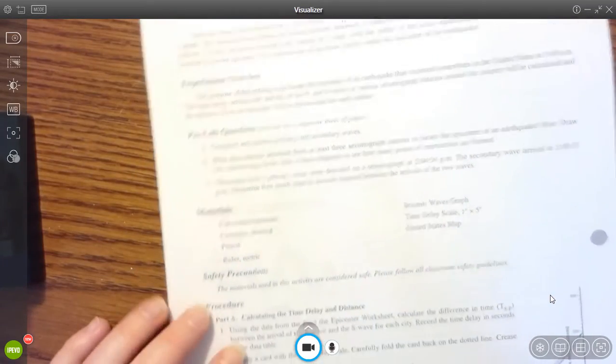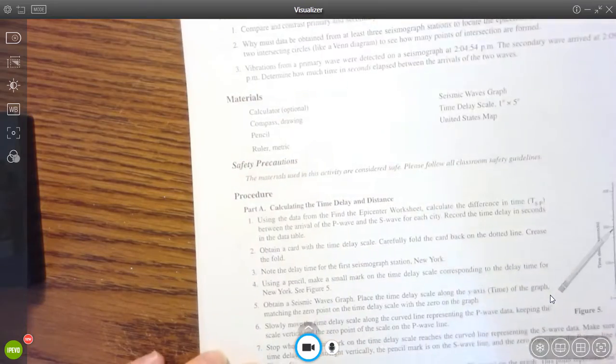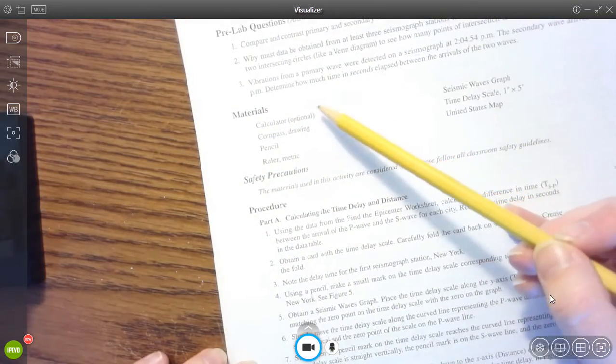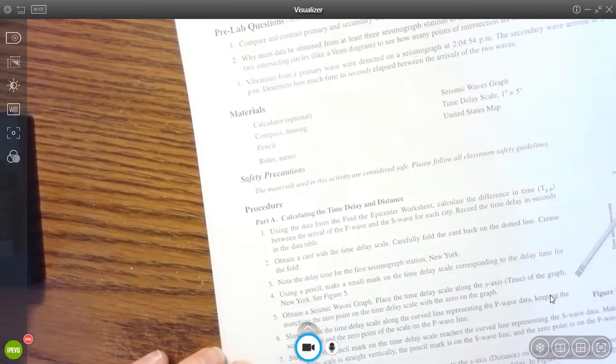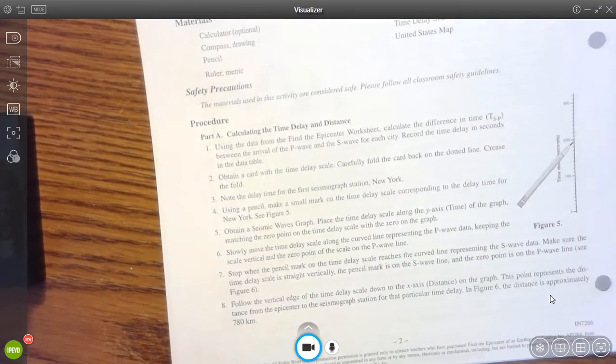All right, let's go back to the directions. So we're done with the pre-lab questions now. And again, I have all of these things here in case you don't have all of your materials. You can just follow along with me. Okay, directions. Calculating the time delay and the distance. Step 1. Using the data from the Find the Epicenter worksheet, calculate the difference in time between the arrival of the P wave and the S wave for each city. Record the time delay in seconds in the data table.